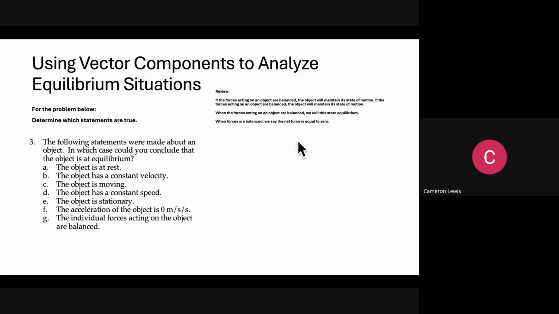All right, let's go through this one more time, but now we want to look at the following statements, right? In which case can you conclude that the object is at equilibrium? So now it's kind of like the tongue twister again, right? Now, if I see these situations, can I conclude that my object is at equilibrium? So if an object is at rest, can I conclude that it's at equilibrium?